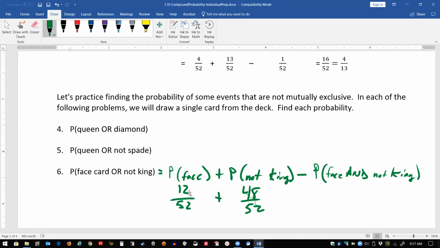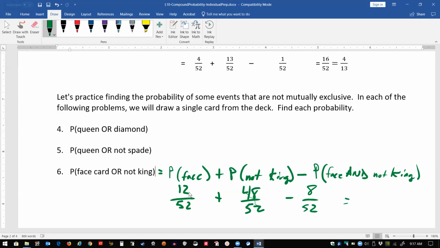Okay, now what's the probability that those two things happen at the same time? If I draw one card, what's the probability that it is a face card and not a king? Well, how many face cards are not kings? Well, we have the jack and the queen in each suit, right? And there's 4 suits, so that gives us 8 face cards that are not kings. Right now, as it stands, we've double counted those 8 face cards that are not kings. So we're gonna subtract 8 out of 52.